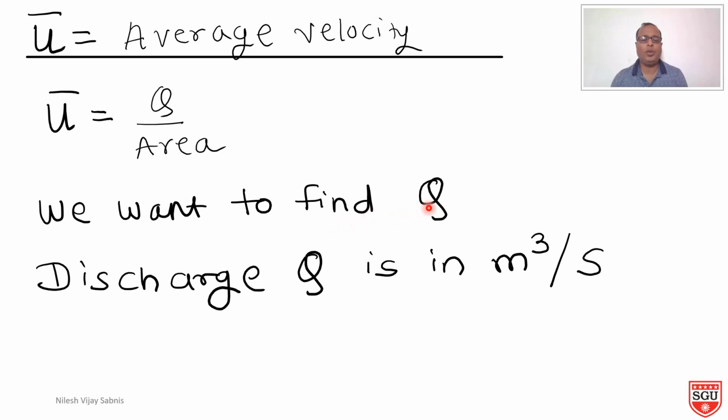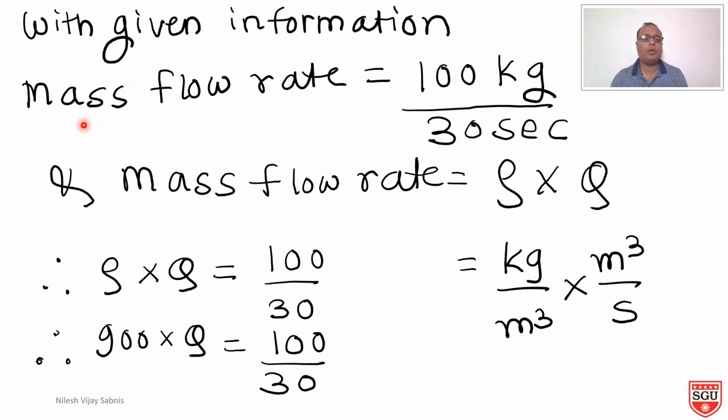We want to find out Q. The discharge Q is in meter cube per second. With the given information, mass flow rate is equal to 100 kg per 30 seconds. Another formula for mass flow rate is rho into Q. Rho is nothing but density, that is kg per meter cube. Q is the discharge, meter cube per second. These both equations are giving us the mass flow rate. So we can equate these two, that is 100 divided by 30 is nothing but rho multiplied by Q. Rho is known, density is known, 900 multiplied by Q is equal to 100 divided by 30.